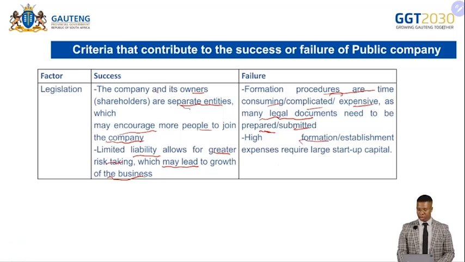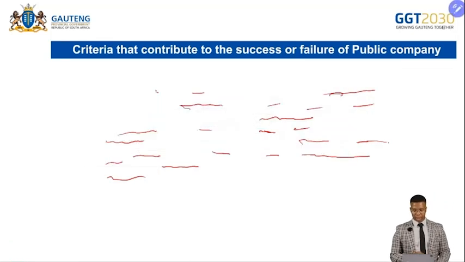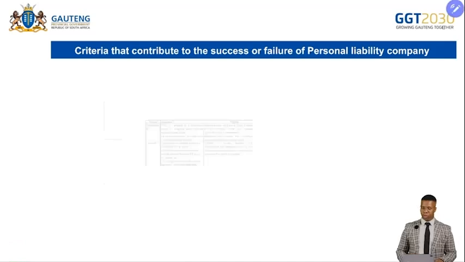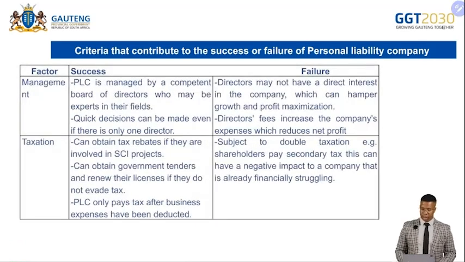And high formation and establishment expenses require a large amount of startup capital. Then we also look into personal liability company management. Remember, a personal liability company is similar to a private company. When we are looking into a personal liability company, it is managed by a competent board of directors who might be experts in their field, and quick decisions can be made even if there's only one director.